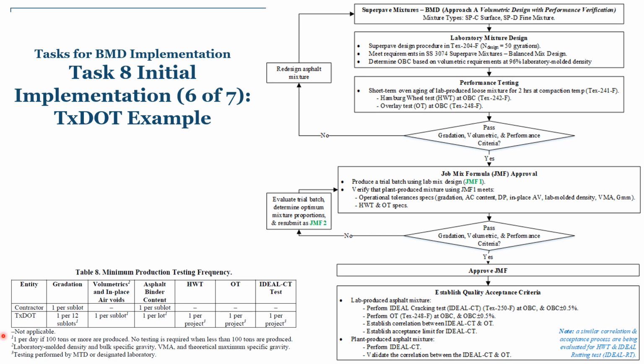On the left-hand side, you see basically the minimum production testing frequencies. As you note, the performance testing is still being handled by the agency, in this case, the Texas DOT.